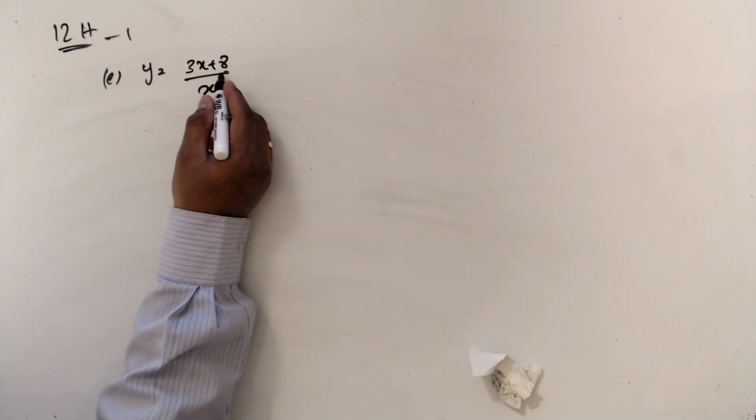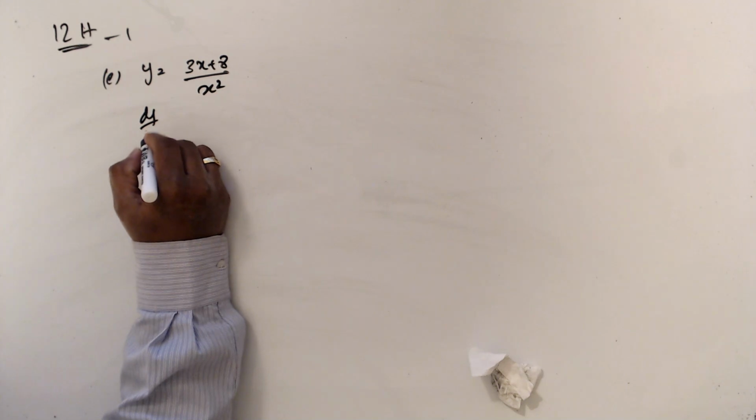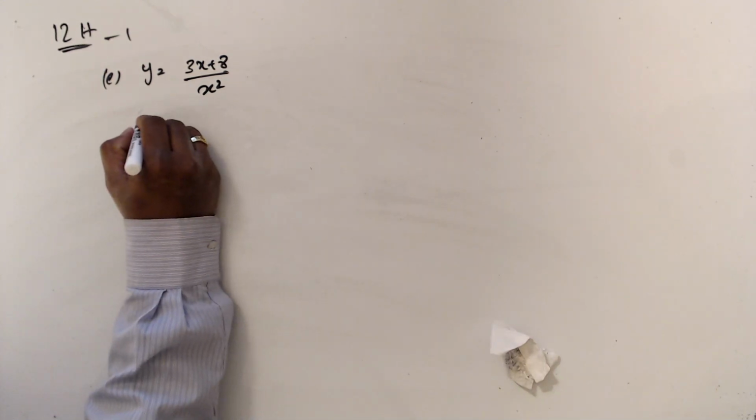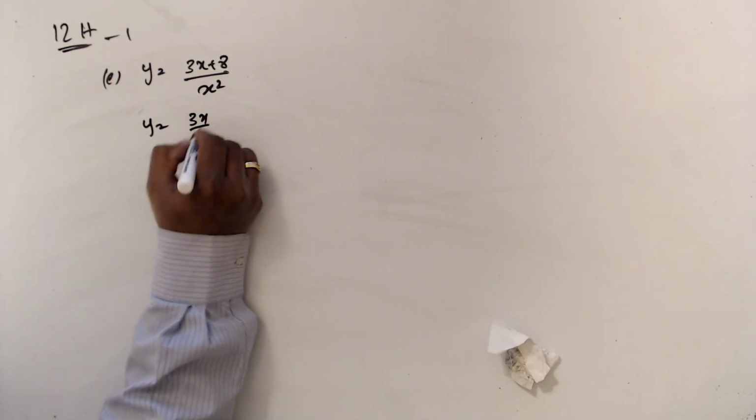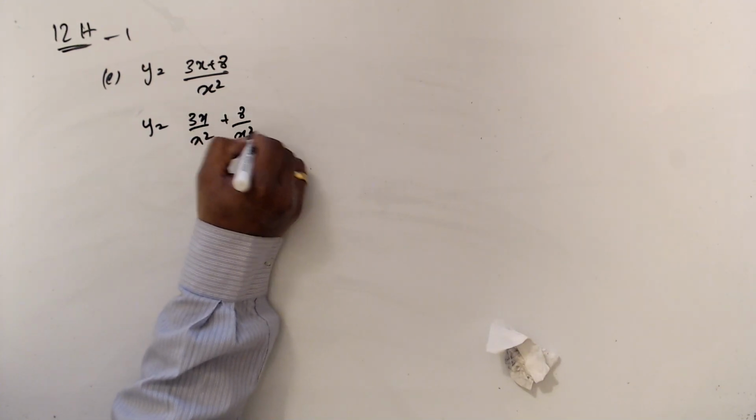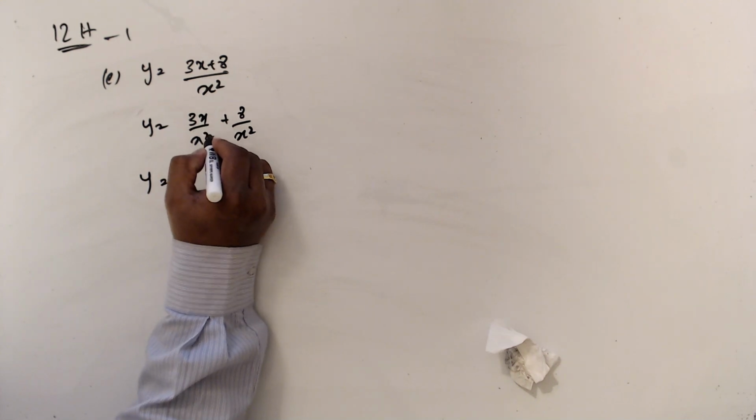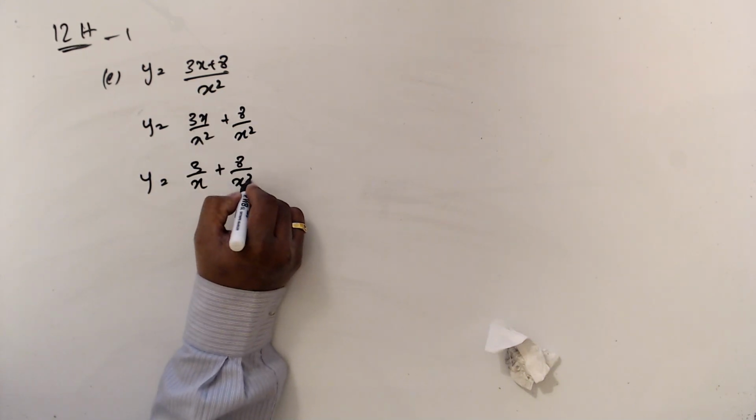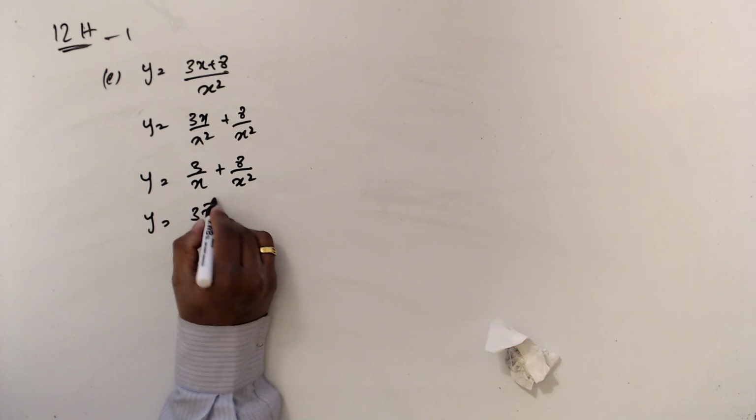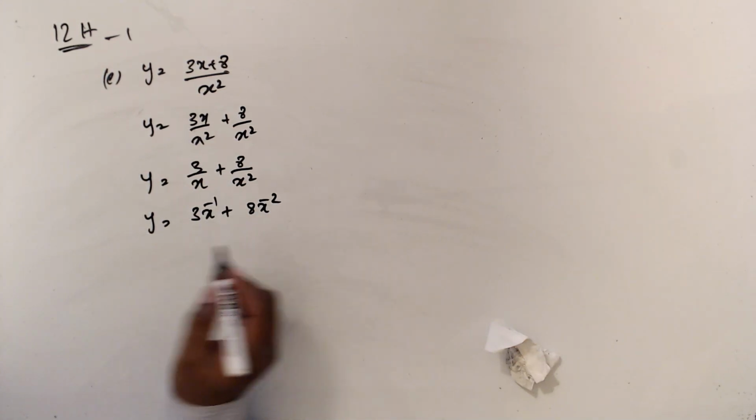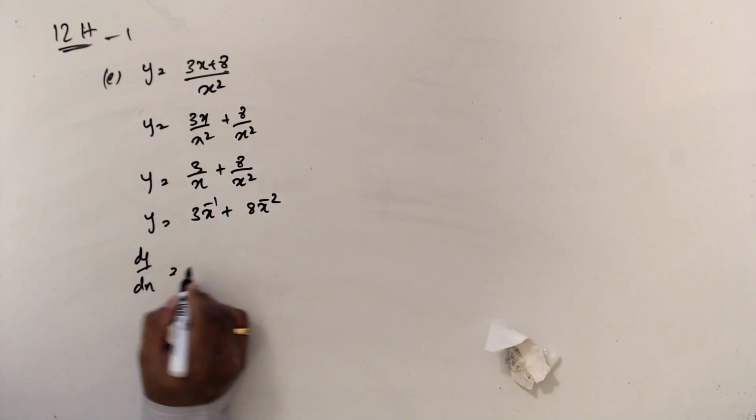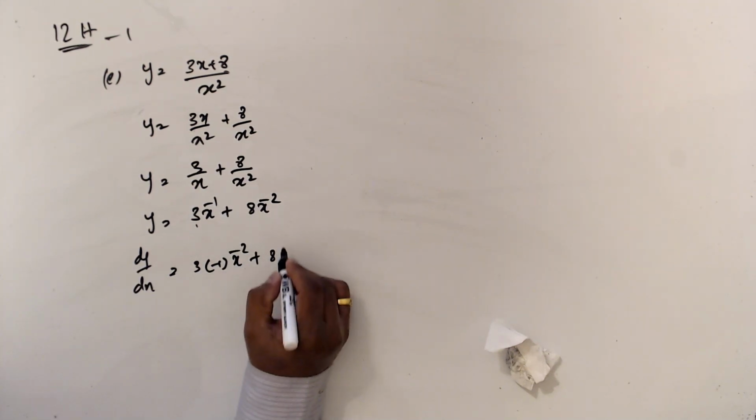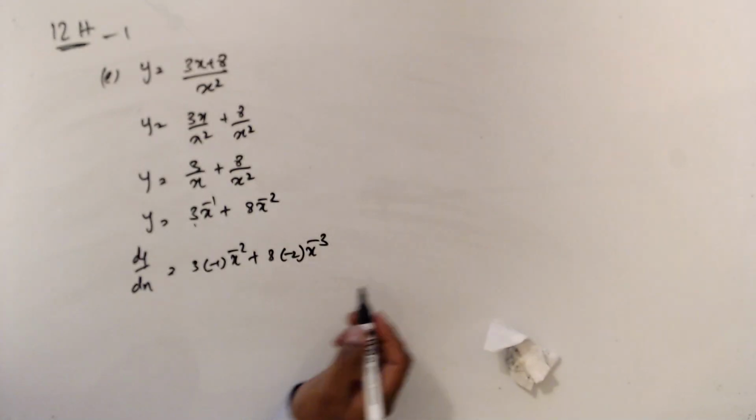So y equals 3x plus 8 over x squared. Okay, we have to simplify this one first. y equals 3x over x squared plus 8 over x squared. Then the x's cancel out: 3 over x plus 8 over x squared. So y equals 3x to the minus 1 plus 8x to the minus 2. Now dy over dx is 3 times minus 1 x to the minus 2, then 8 times minus 2 x to the minus 3.